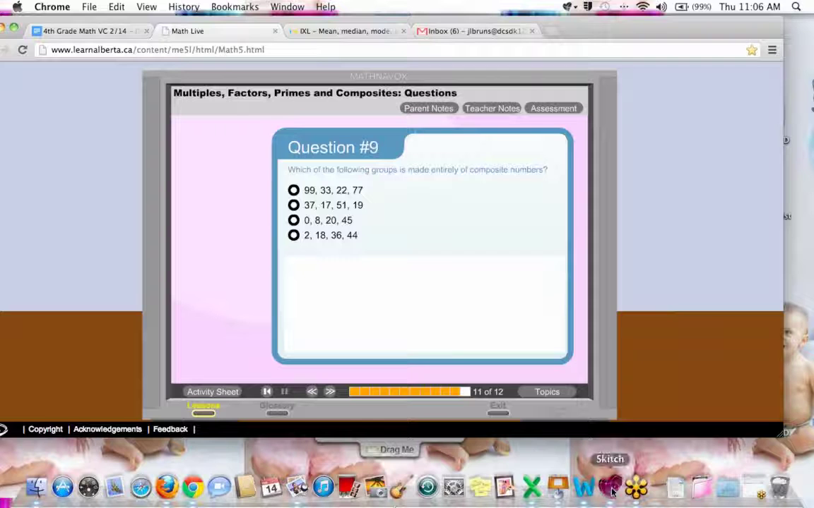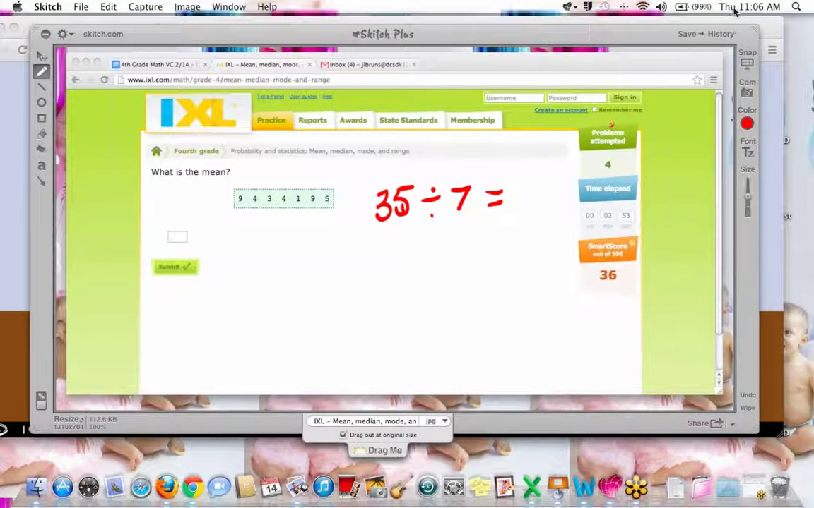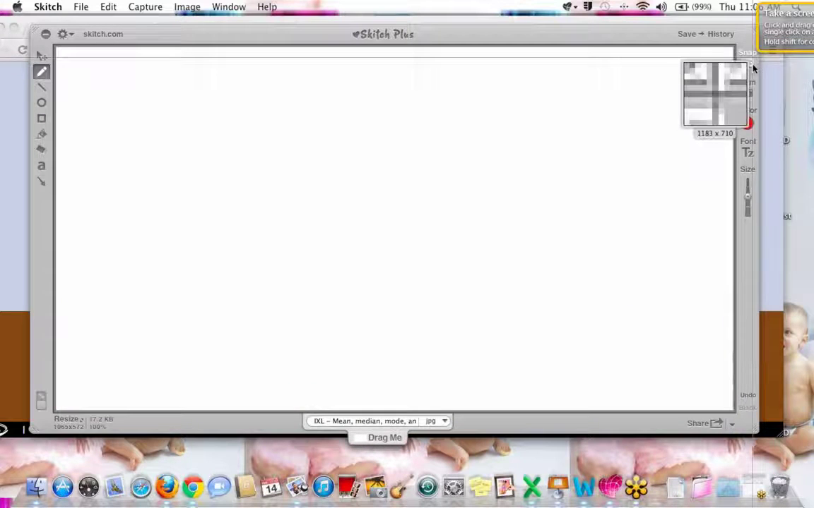So let me take a picture of this one. So give me just a second to wipe this clean and get a new picture.